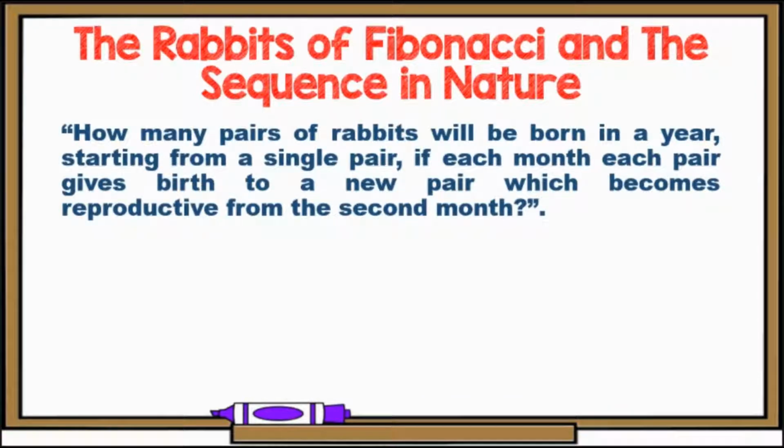Now let's talk about the rabbits of Fibonacci and the sequence in nature. This is the problem. How many pairs of rabbits will be born in a year, starting from a single pair, if each month, each pair gives birth to a new pair, which becomes reproductive from the second month?